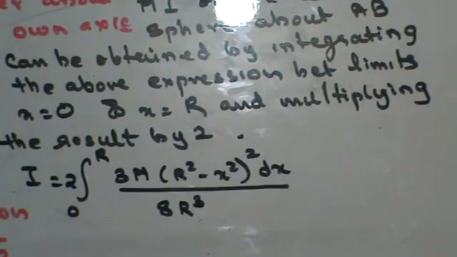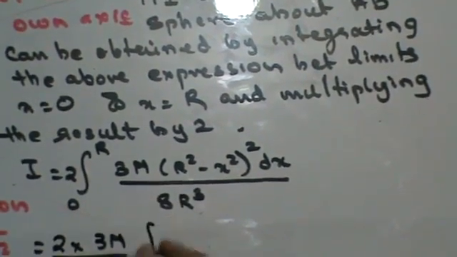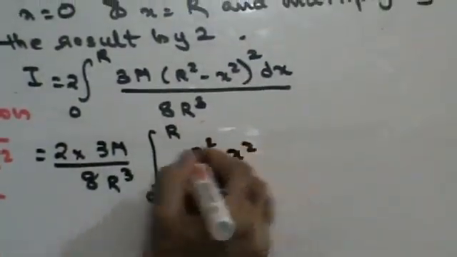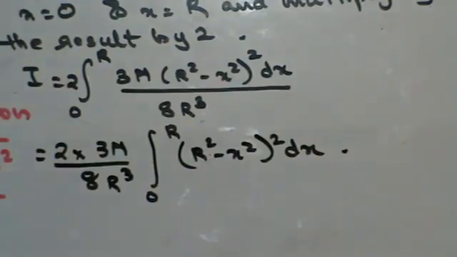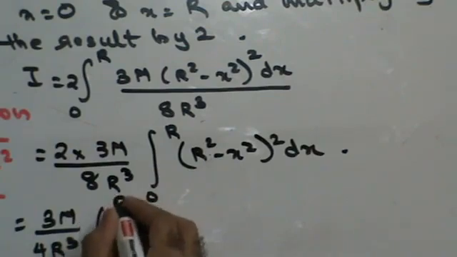Now whatever is constant will come out, so this is going to be nothing but 2 into 3m upon 8 r cube, radius cannot change, integral of 0 to r of r square minus x square the whole square dx, right? Now expand this, so this is going to be nothing but 3m upon 4r cube, 0 to r.